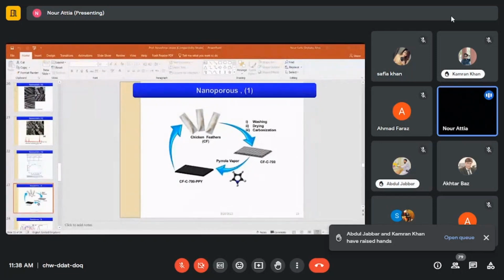Okay, so in this paper, as an example, they use chicken feathers and they make recycling, washing, drying, carbonization. Then they get a porous carbon.